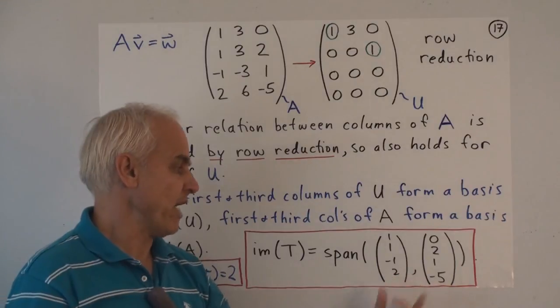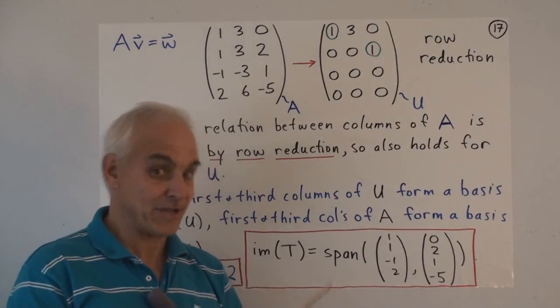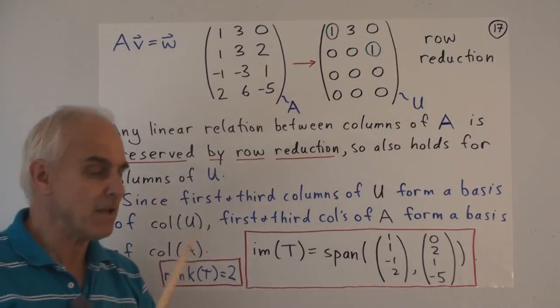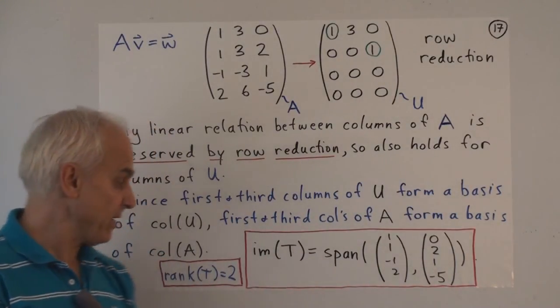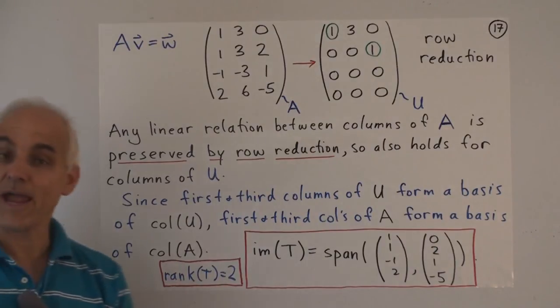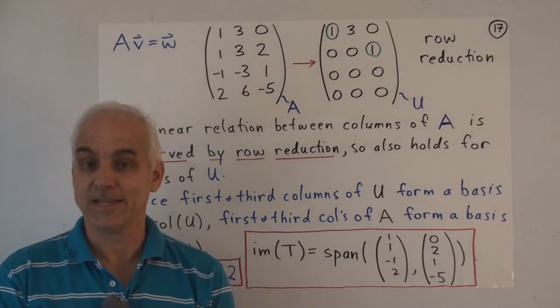And these 2 vectors are not multiples of each other. They're actually in different directions, so they're linearly independent. And so this really is a plane. It's a two-dimensional plane. Its dimension is 2, and so the rank of this linear transformation is indeed 2.